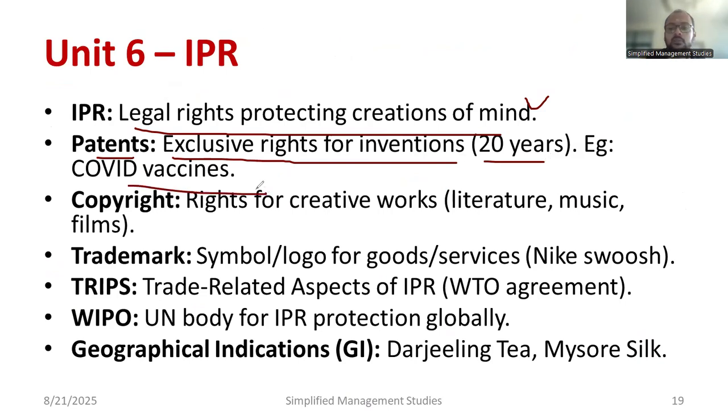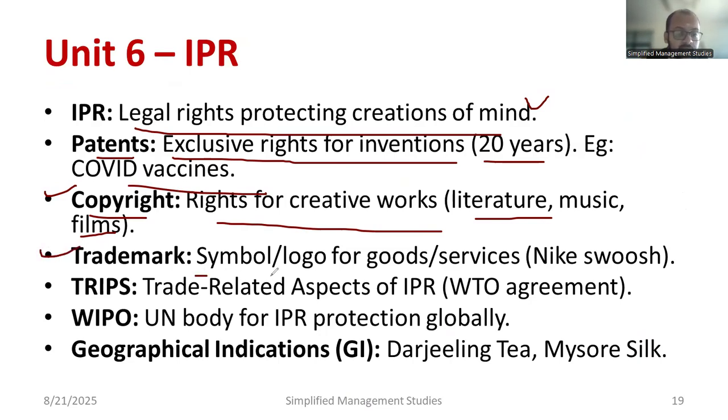Example, COVID vaccine. Once you file the patent, you will get a validity of 20 years. But in between, there are so many formalities that you are going to learn. What is copyright? A right for creative work, especially literature, music, films, etc. That is called copyright.